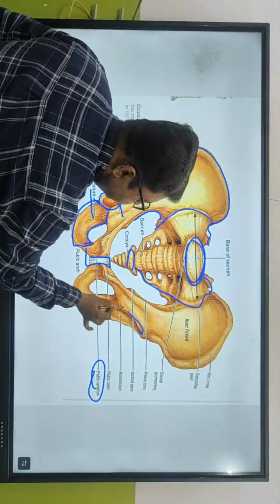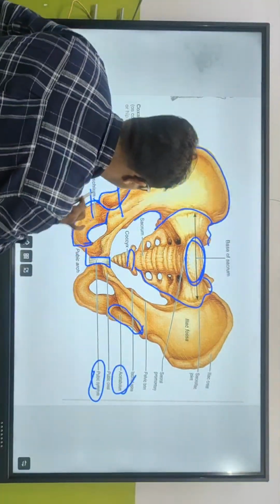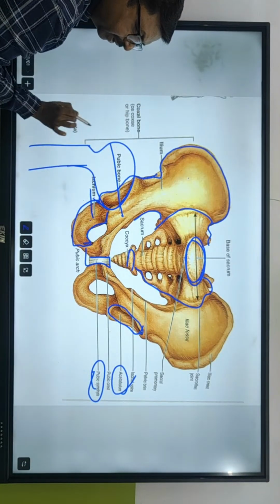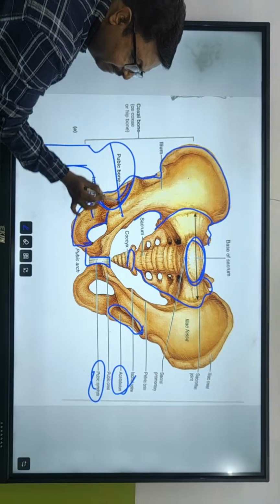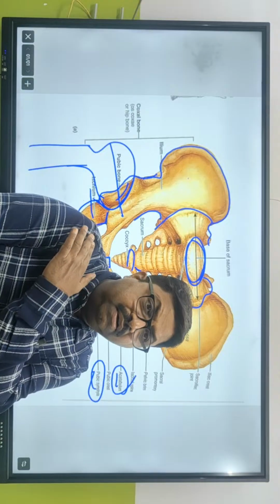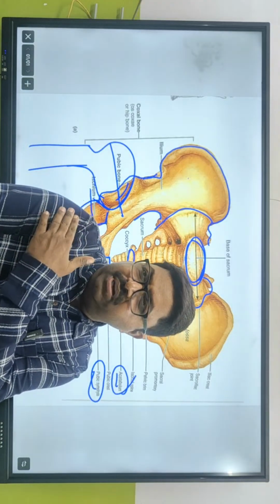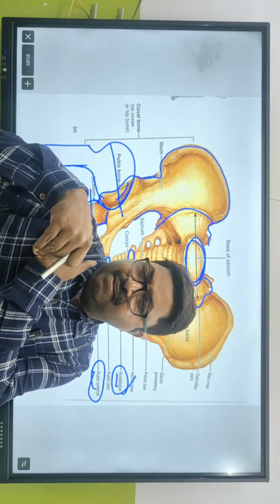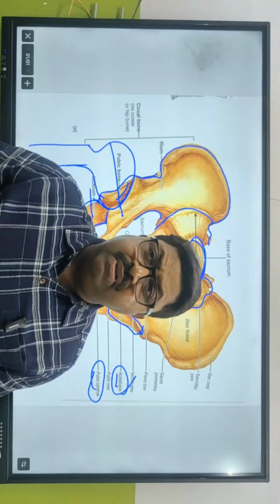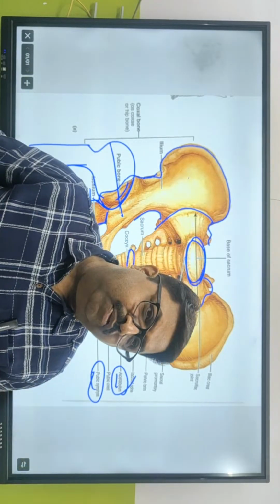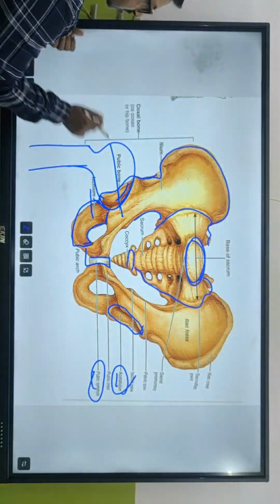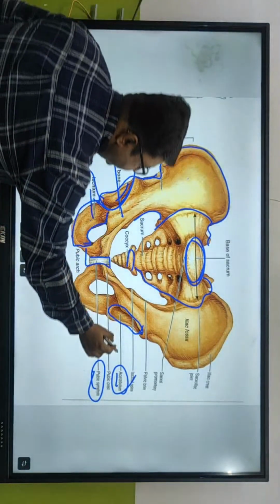Clear? What is the cavity present? Acetabulum cavity. The head of the leg's bone sits here in the cavity, and this cavity is called the acetabulum cavity. In the hand, what was it? Glenoid cavity. The head of the humerus articulates in the glenoid cavity. There is a cavity, and inside the cavity there is a fluid. Tell me the name of the fluid. Synovial fluid. Will it be here also? Synovial fluid will be there. Clear? So the cavity is called the acetabulum cavity in the case of the pelvic girdle.